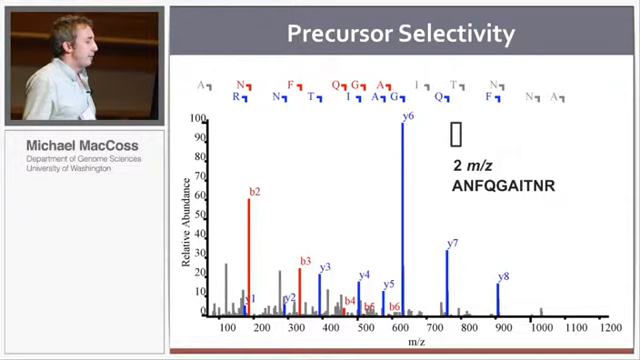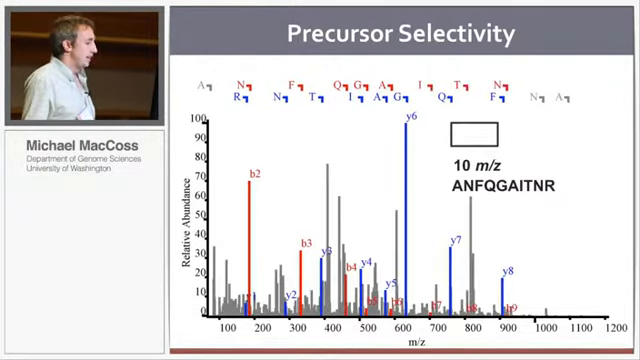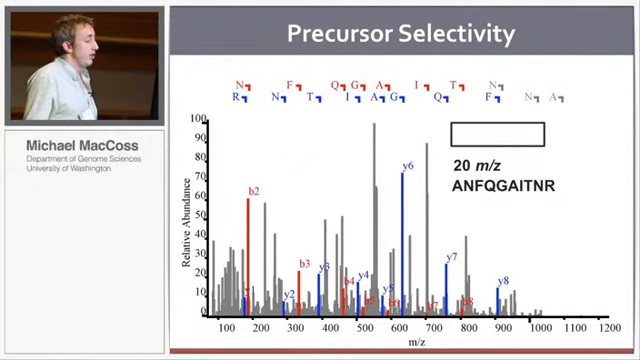So if you're measuring this peptide with a 2 mass-to-charge wide window, you get a spectrum like this. With a 10 mass-to-charge wide window, you get a spectrum like this. With a 20 mass-to-charge wide window, you get a spectrum like this. And even with accurate mass, it really doesn't matter. You're still going to end up getting lots of interference.